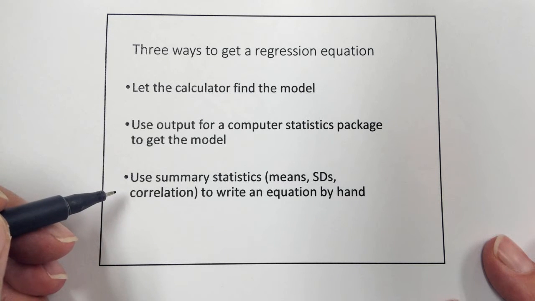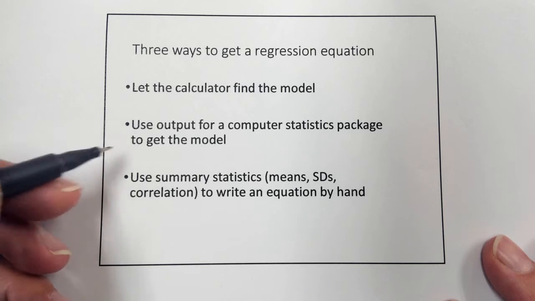And then the third way is to actually use the summary statistics. So if we have a list of things like means and standard deviations and R values, we can write that equation by hand. That'll be the last thing we learn to do. So we're going to deal with this middle one for today.